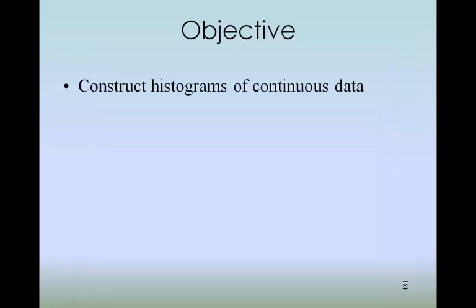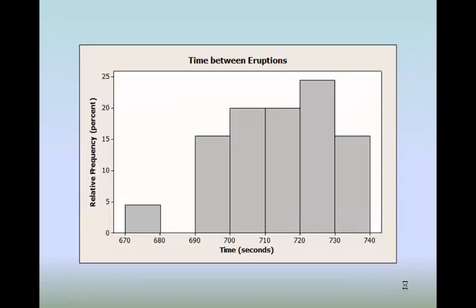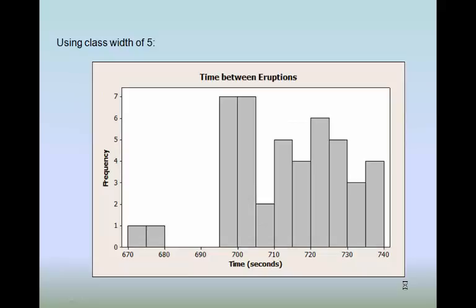Now let's look at histograms of continuous data. This is a frequency table using a class width of 10 for the eruption data. This is a relative frequency table, and notice the relative frequencies are given in percents for this graph. And this is with the eruption data again, and also with a class width of 10. This is that same data using a class width of 5, and this is the frequency graph.